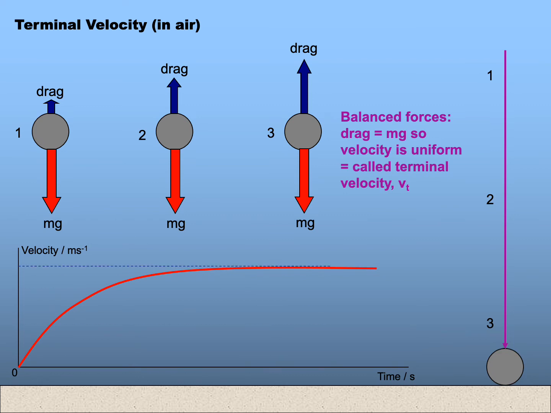And when that line flattens and becomes constant, we have the terminal velocity. And that's the speed the object would end up going at, and it would never get any faster than that terminal velocity.